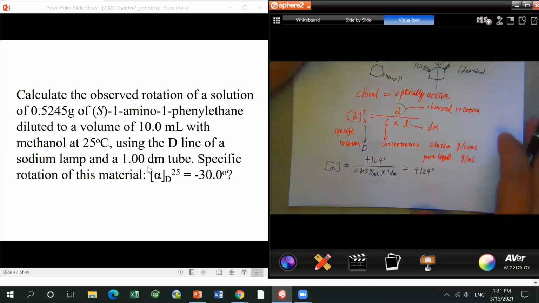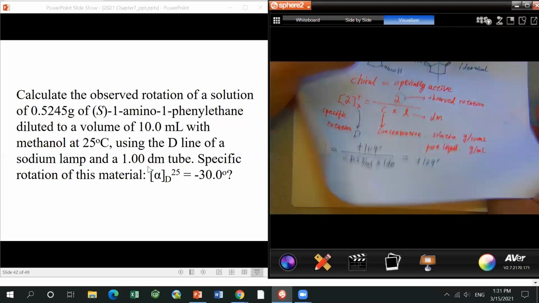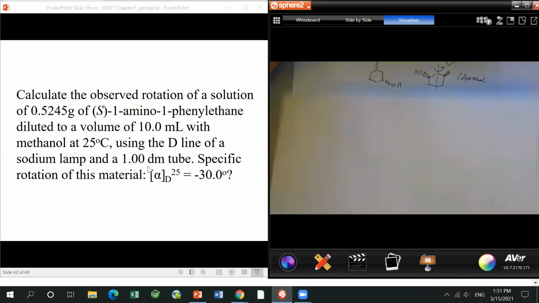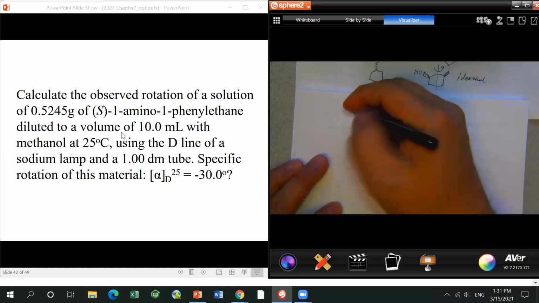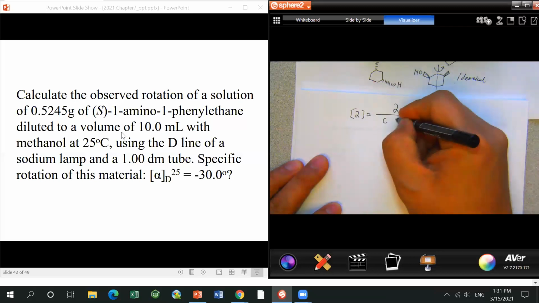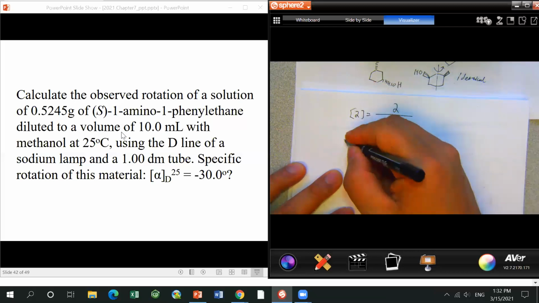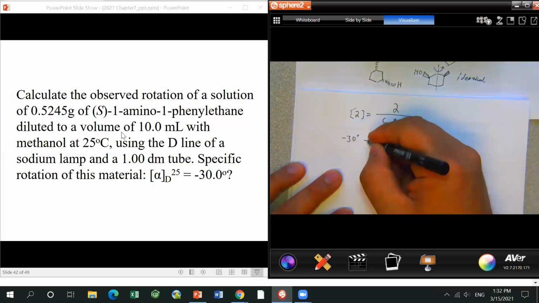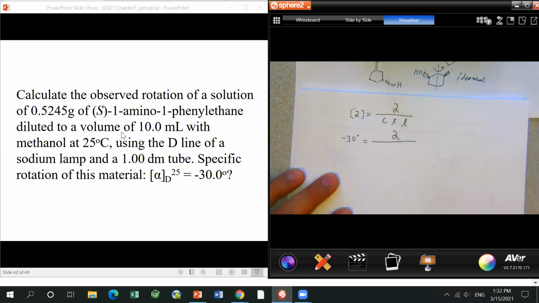It's already told you the specific rotation and asks you to calculate the observed rotation, so we can still use this formula: specific rotation equals observed rotation divided by concentration times length of cell. Here the specific rotation is minus 30 degrees. The concentration is 0.5425 grams in 10 ml of solution.